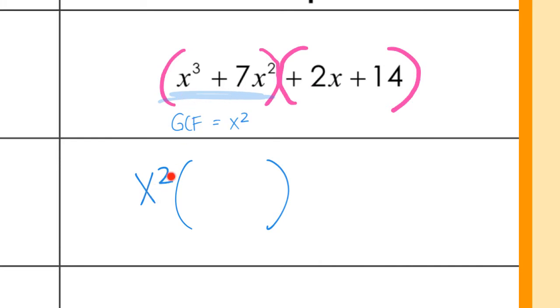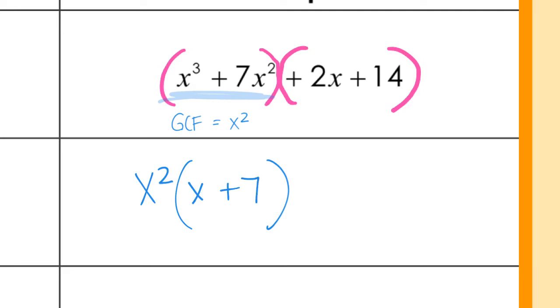If I take x squared out of these two terms, well, in the first term, I would just have 1x left over. And in the second term, if I take x squared out, then I would only have the 7 left over. So I'm going to write plus 7. Okay, so that first part is done.